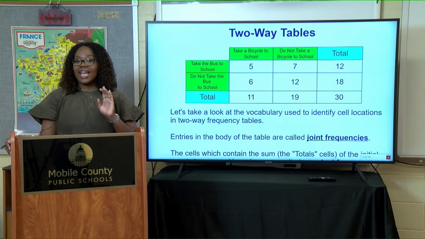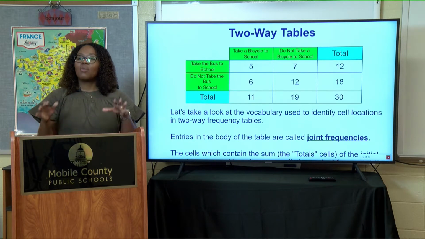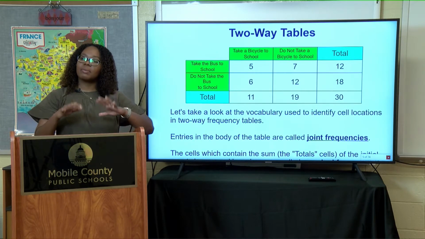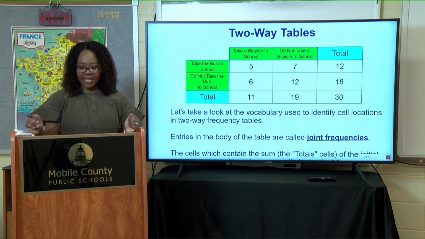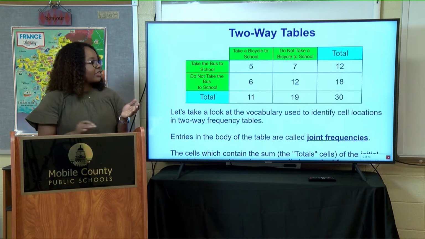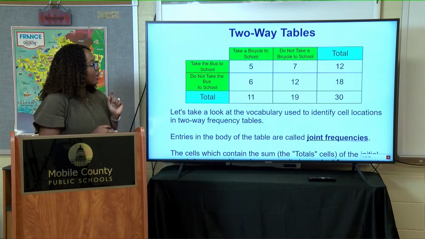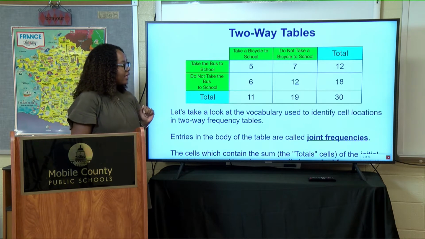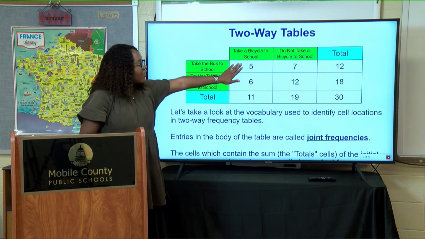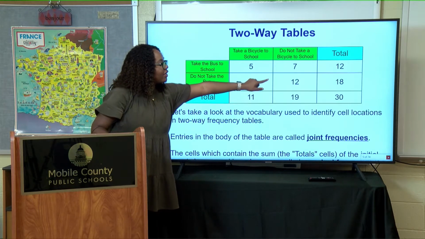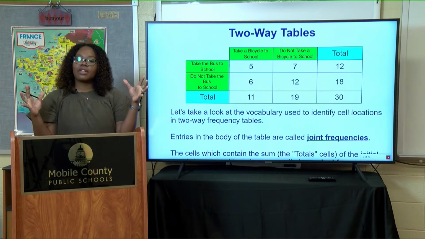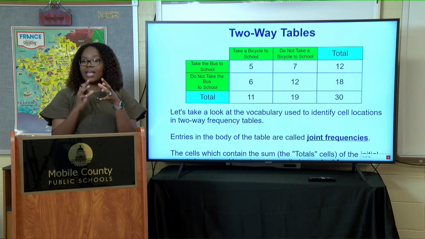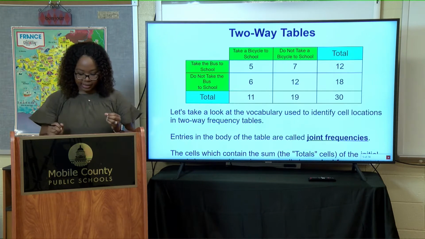Before we begin analyzing our two-way table, we need to make sure we understand what each cell represents and be able to apply the correct vocabulary to that. So entries that are within the body of the table are considered joint frequencies. So the 5, the 6, the 7, and the 12, that is where the information intersects, and that is what we call our joint frequencies.